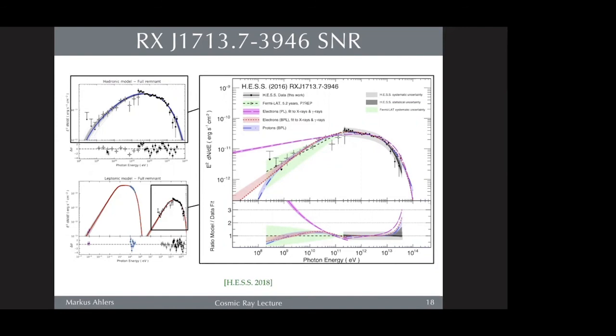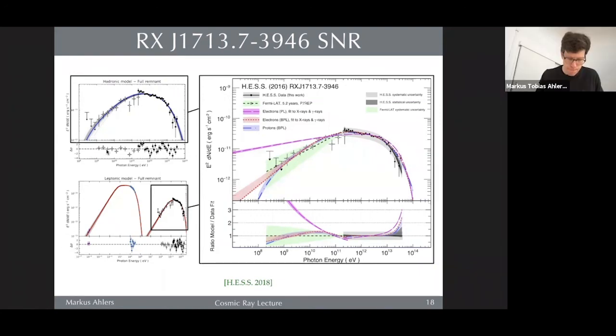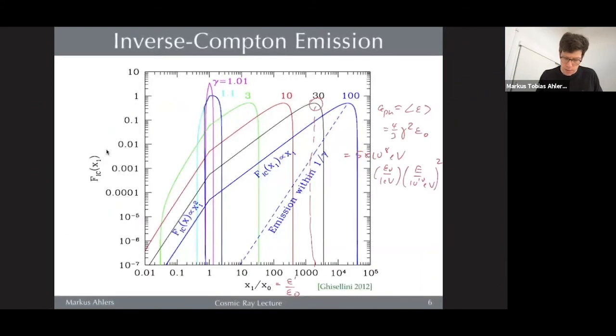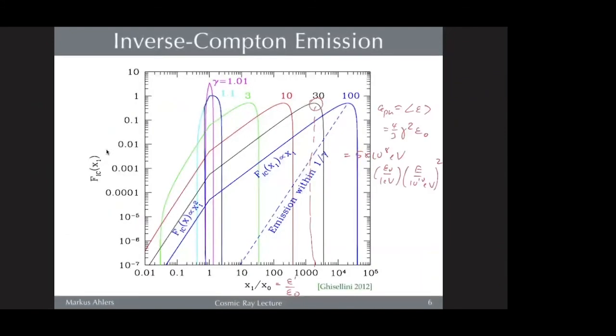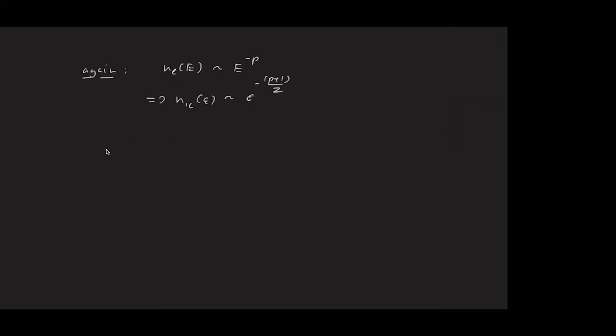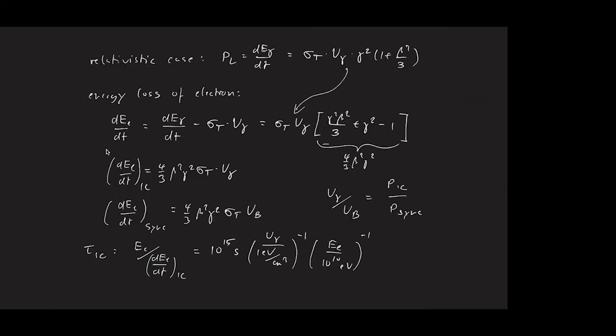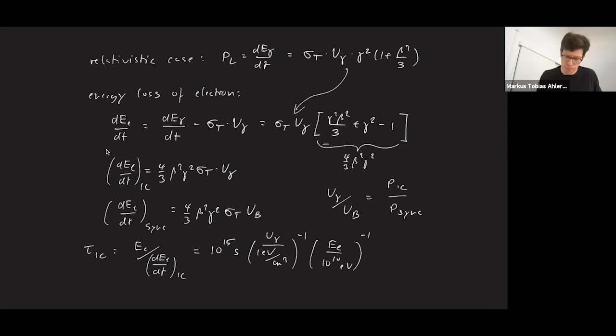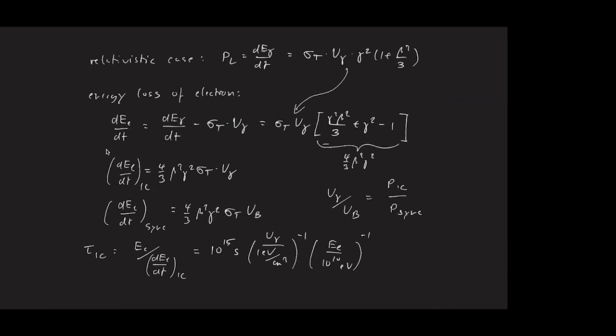Are there any questions? I have one question. Could you go back a few slides? Yeah. This one? No. And the previous one? Oh yeah, this one. This one? Yeah. I can't recognize your handwriting. In the bracket, it's plus gamma square minus 1 or?